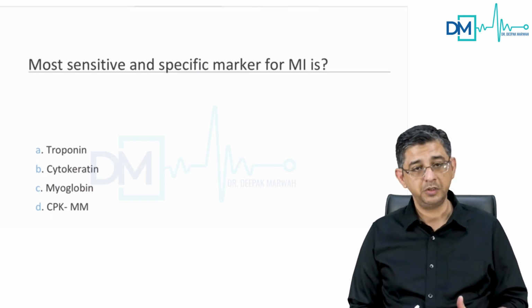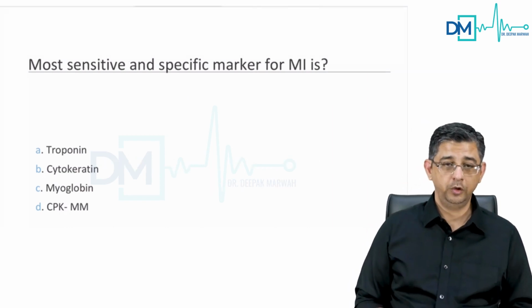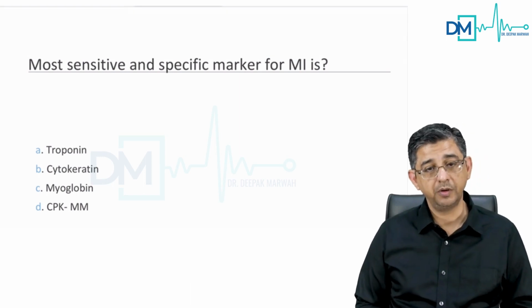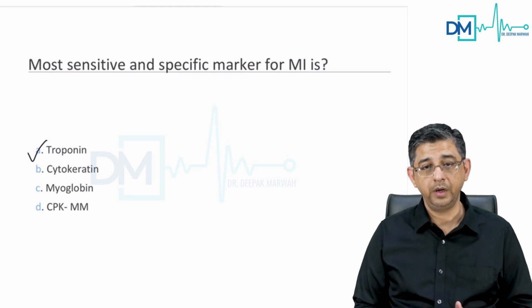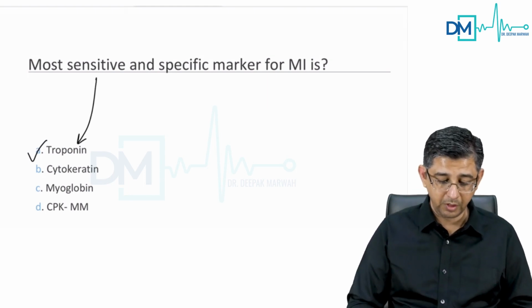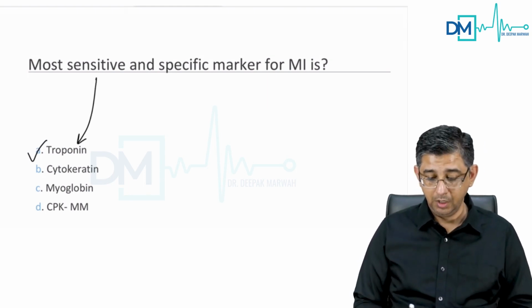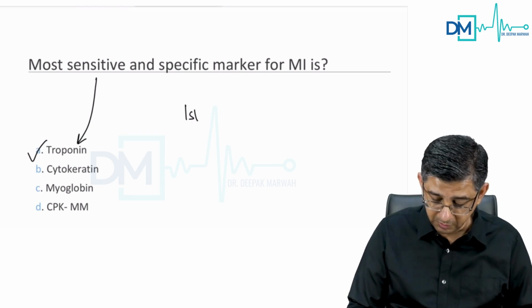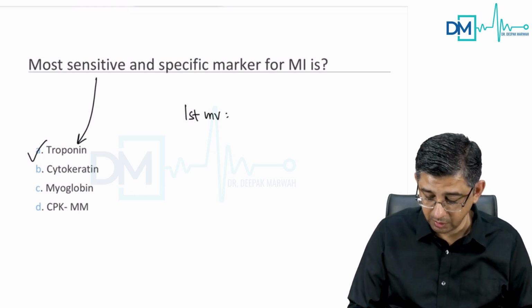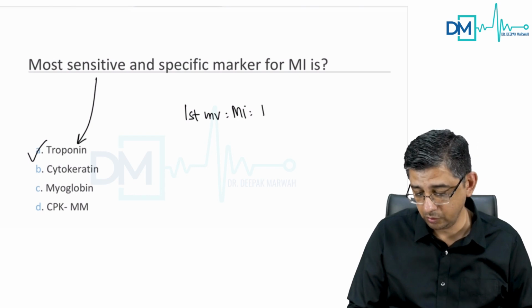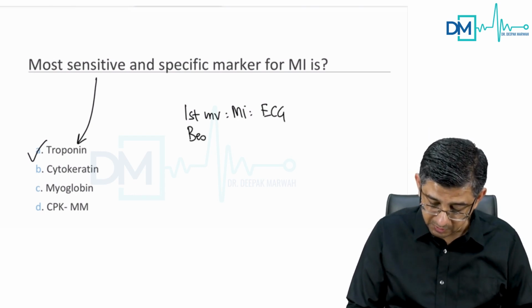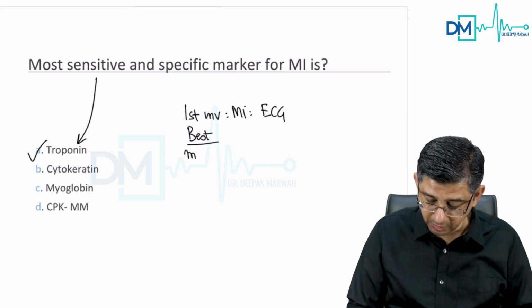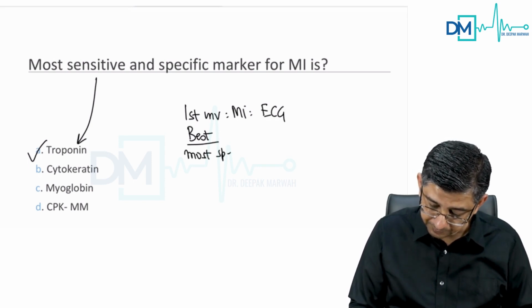Most of the questions are very straightforward, guys, as you are seeing, right? The next one says sensitive and specific marker for MI. The best answer for this would be troponin. Troponin I and troponin T is the most accurate way for identification of myocardial infarction. If the question simply says, what is the first investigation to be done in a suspected case of myocardial infarction, obviously it is ECG. But if the question says, what is the best test? If the question says, what is the most specific test?